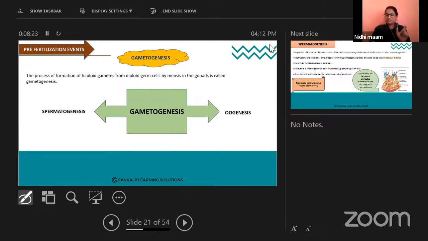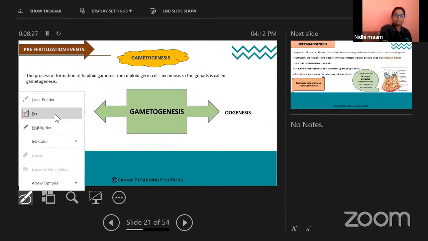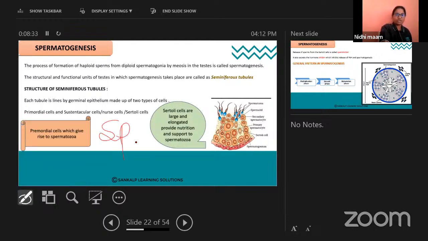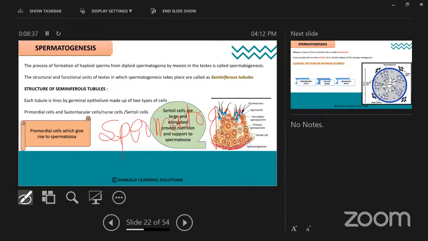Then what will be the ploidy of spermatogonia? Diploid ಅಂತ ಹೇಳಿದ್ರಿ. ಓಕೆ, ಗುಡ್.